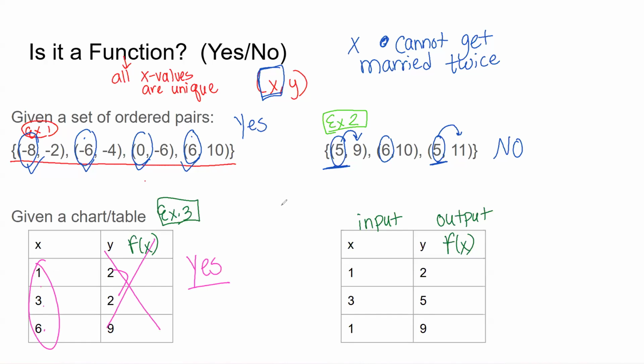Come over to example 4, bottom right. Look just at your x's. Uh-oh, 1 repeats. He got married to 2, and then he got remarried to 9. That's not allowed. No, this one is not a function. It's a relation, which is a set of ordered pairs, but it is not a function.